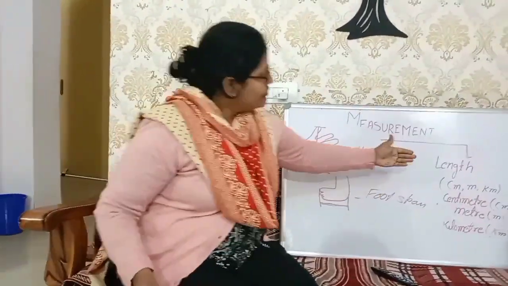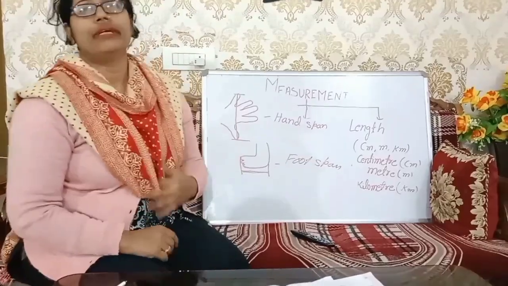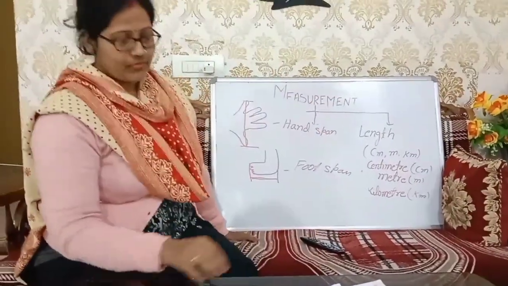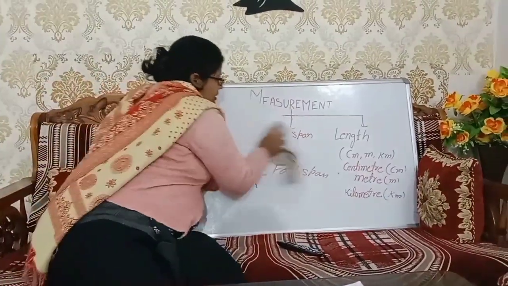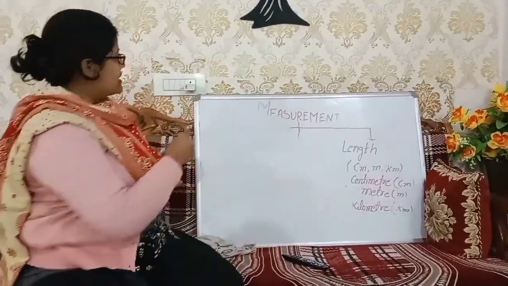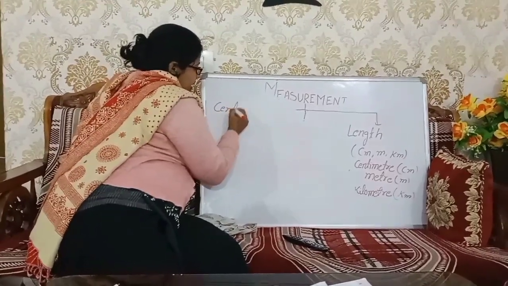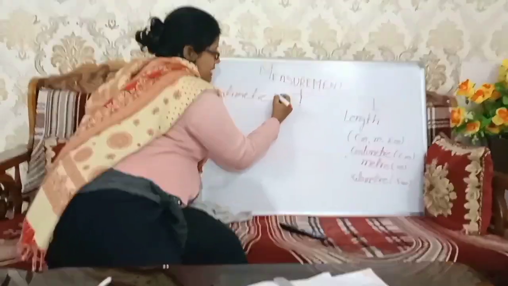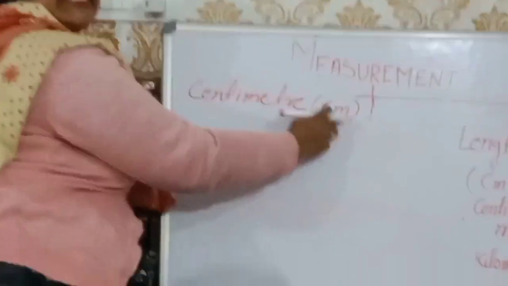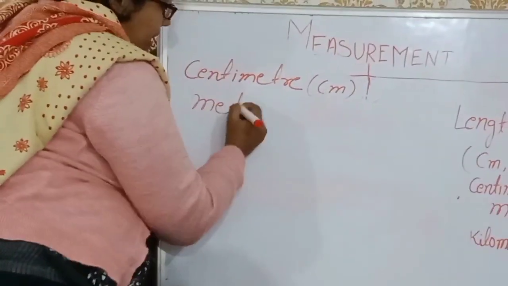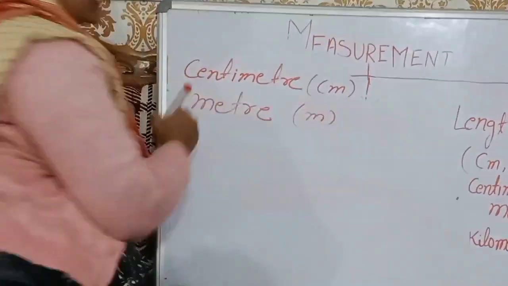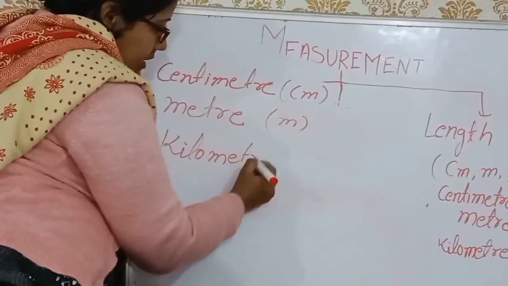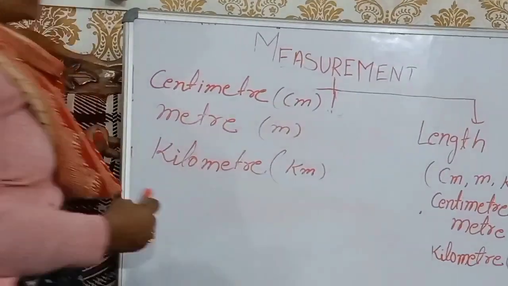But we have some standard units also for measuring different lengths, like centimeter, meter and kilometer. So we have centimeter, C-E-N-T-I-M-E-T-R-E. This is the smaller unit for measuring length. In short, we write cm. Then next is meter, which is represented as small m. And then kilometer. Kilometer is represented as km.